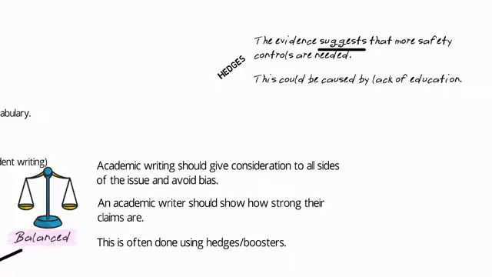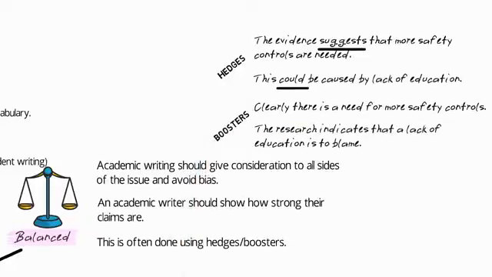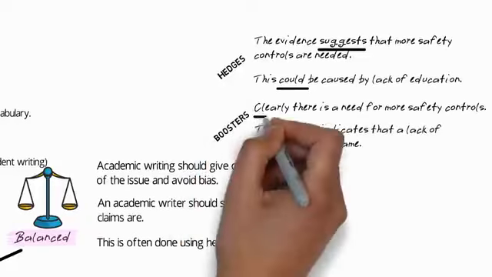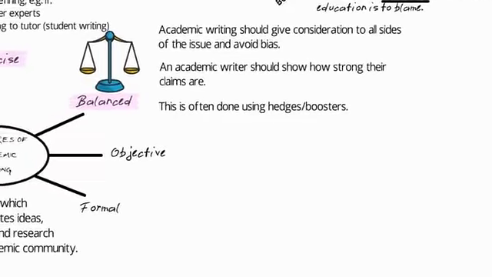And so is the word could. And these sentences could be written more strongly. Clearly there is a need for more safety controls. The research indicates that the lack of education is to blame. So these sentences use boosters. The first one, clearly, the second one, indicates. So showing how strong or certain your ideas are, or how uncertain your ideas are, is a way to give balance to your writing. Next, academic writing should be objective.